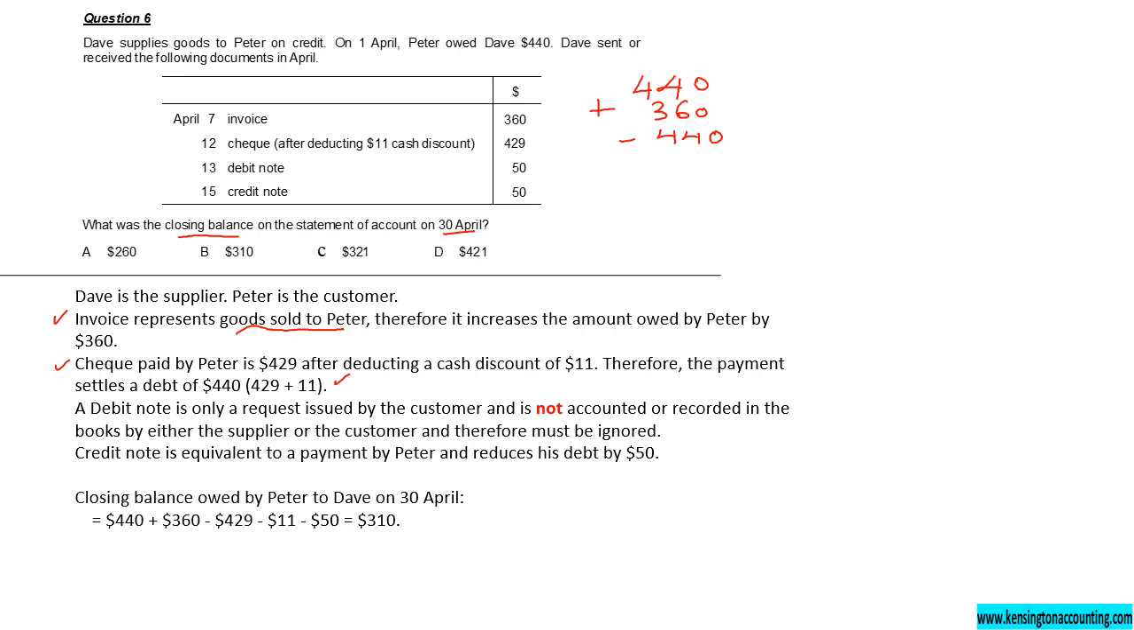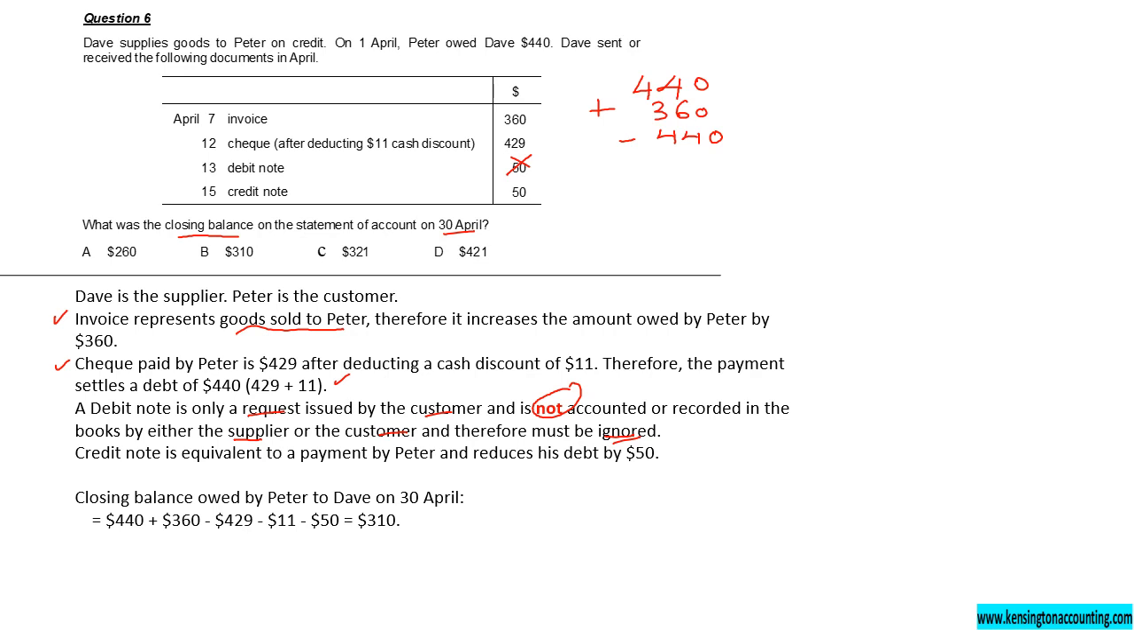Now, debit note, that's a trick. It's very important that students really understand what a debit note is. I've written here, a debit note is only a request. It's made by the customer for a reduction in the amount owed. But it is only a request. It's not an invoice, not a credit note, and therefore it is not accounted for by either the supplier or the customer, and therefore must be ignored. Therefore this 50 should be ignored because it does not affect the balance owed by the customer to its supplier.